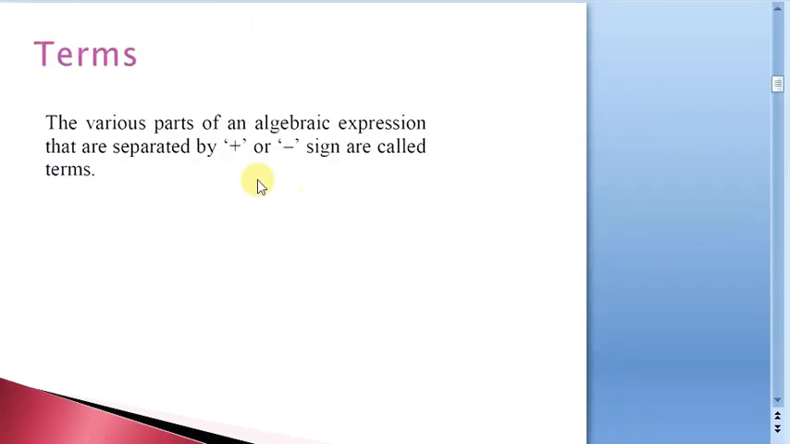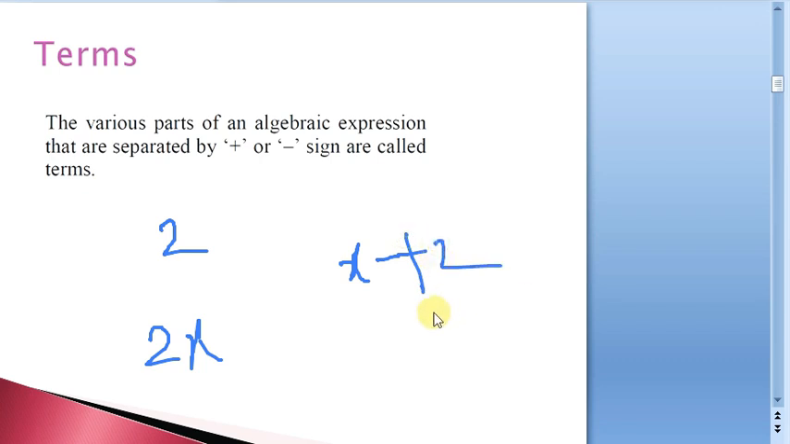After understanding what an algebraic expression is, we should know what terms are. Suppose how many terms are there in a given expression, we should know how to count the number of terms. For example, if I say 2, if I say 2x, if I say x plus 2, if I say x by 2, if I say, let us say, 2x plus 2. Let us count the number of terms here.